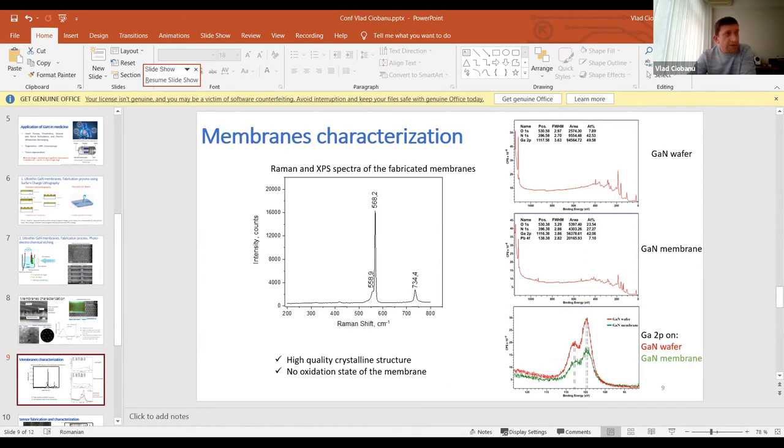As you can see, in the initial gallium nitride wafer, we have around 8% of oxygen, and this can be attributed to the native oxide layer. This was proved by looking at the gallium 2p photoemission line. As you can see, there is a shift of about 0.7 electron volts to the higher binding energies, which proves the oxidation state of the gallium.